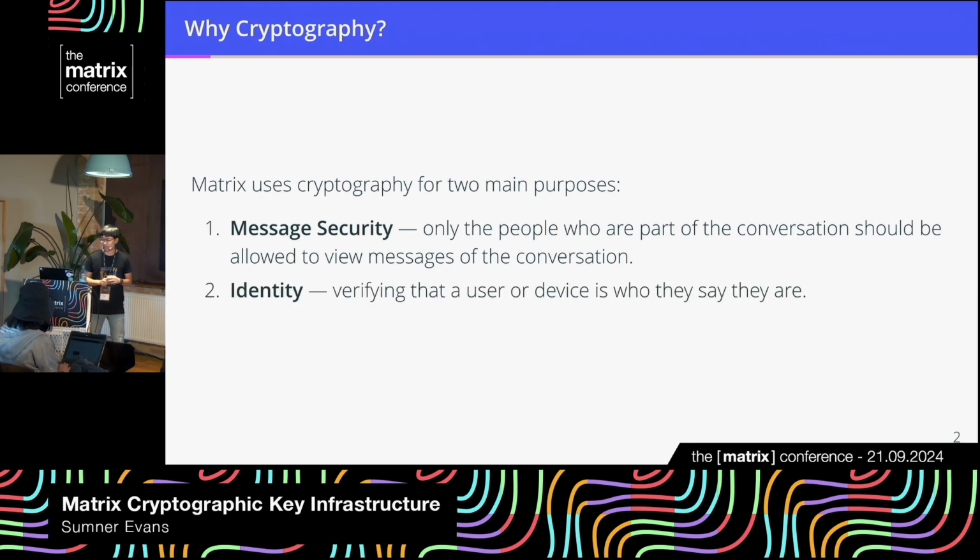The second reason for using cryptography in Matrix is identity. We want to be able to verify that a specific device or specific user is who they say they are. And one of the most important aspects of this is that we want to verify our own devices to know whether or not we should share keys with that other device.